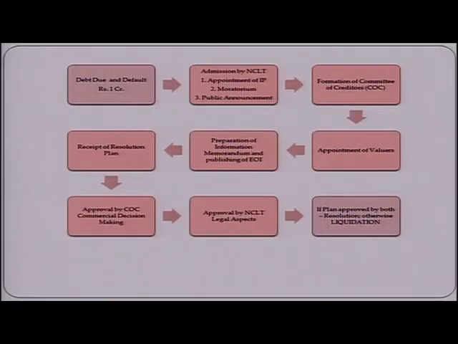Now, all these resolution plans are tabled before the committee of creditors, who will decide which is the best viable and the most feasible resolution plan for them, how much haircut they are willing to take. Based on the exercise of their commercial wisdom, the committee of creditors will finalize the best resolution plan, and this resolution plan will then be placed before the adjudicating authority.